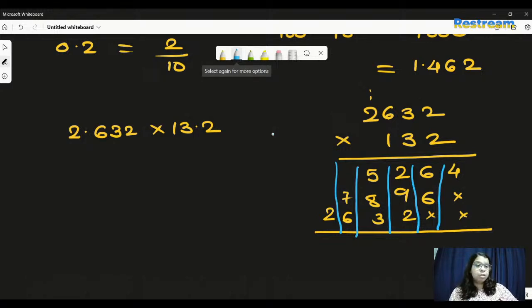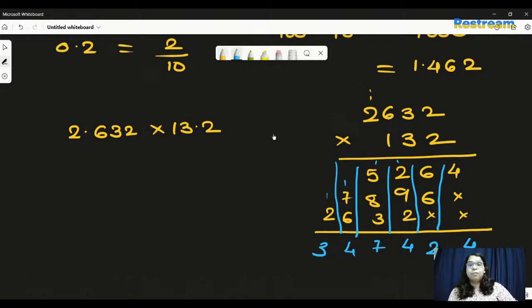4 plus 0 is 4, 6 plus 6 is 12, plus 0 is 12 again, 1 carry. Now 1 plus 9 is 10, plus 4 is 14, 1 carry. 8 plus 8 is 16, plus 1 is 17, 1 carry. 7 plus 7 is 14, 1 carry, 3.